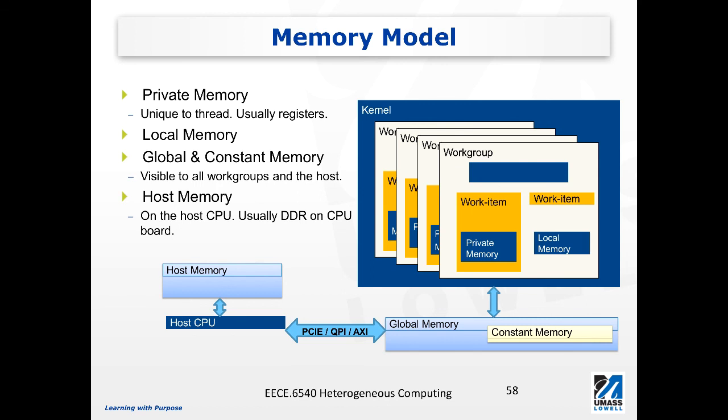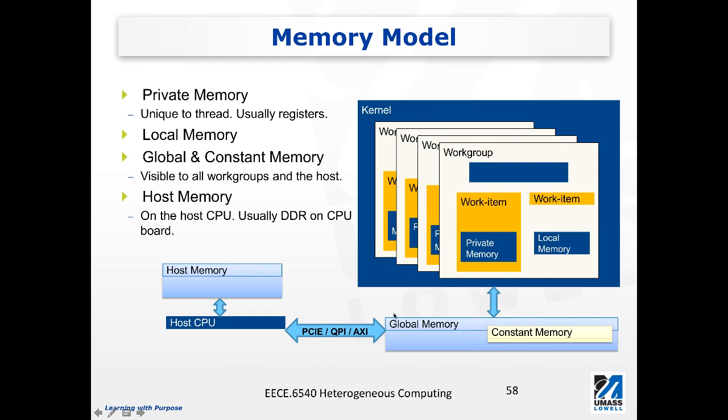We talk about memory on the FPGAs and also on other processors that support OpenCL. Essentially, we divide the memory into private memory, local memory, global memory, which often consists of constant memory, and then host memory. Host memory is memory on the host side. So the DRAM, the main memory, is the host memory on the CPU side.